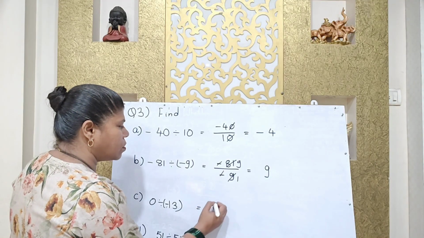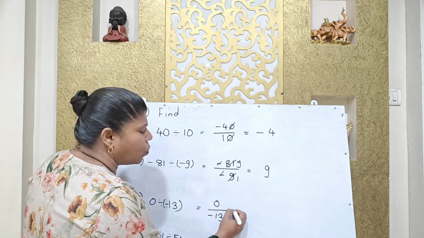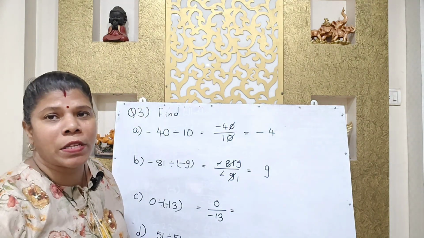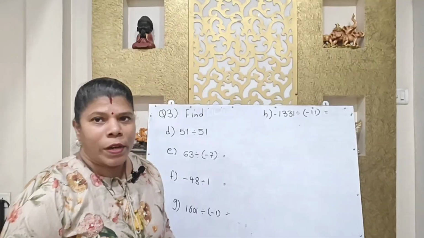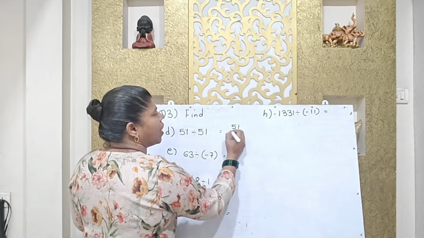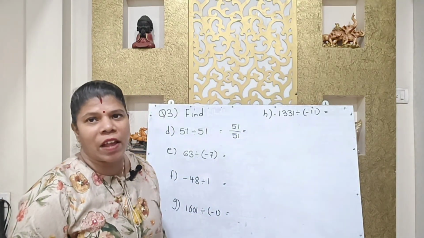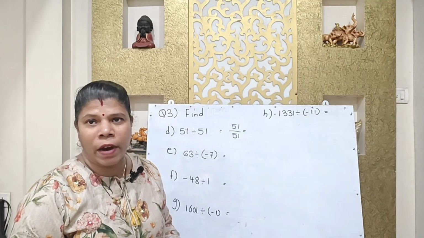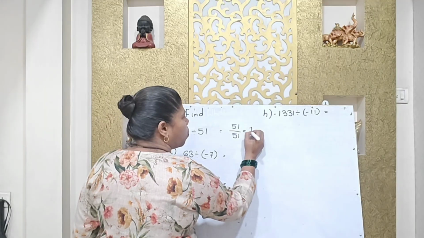Next, 0 divided by minus 13. You know when we divide 0 by any number, the answer will always be 0. So the answer will be 0. Question number D, 51 divided by 51. When we divide a number by itself, the answer will always be 1. If we divide any number by the same number, the answer is always 1. So the answer is 1.